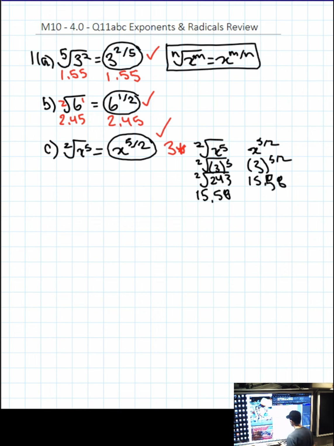Check mark. So, changing forms. Changing from radical form to exponential form and vice versa. Being able to go back and forth, which we're going to do a little bit more on the next one, and then continue into some more difficult combination radical questions. Radicals and square roots are both the same.